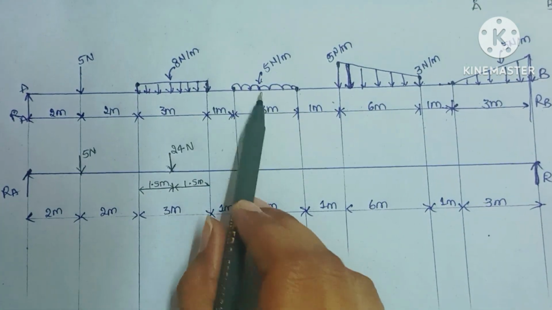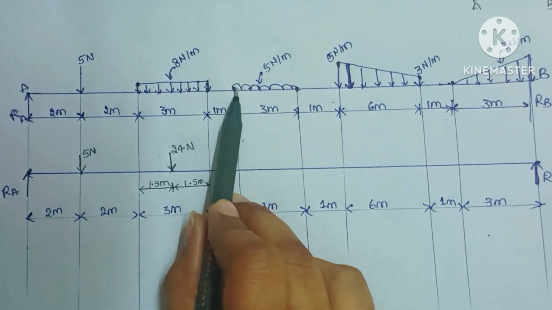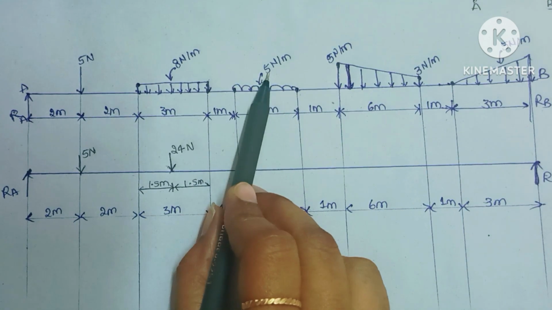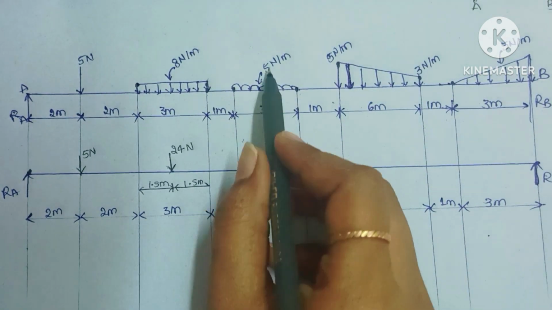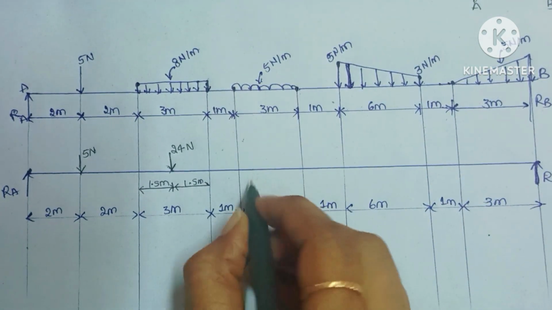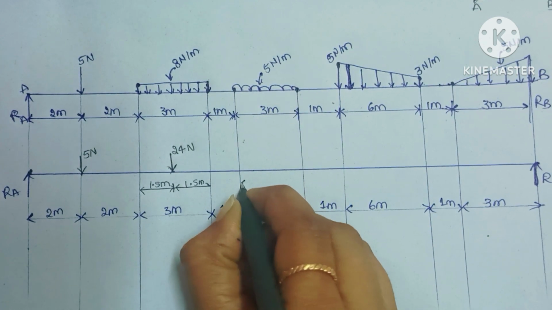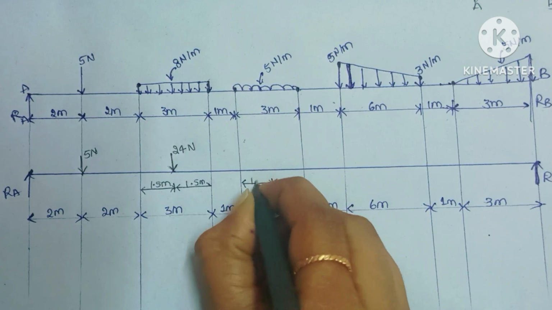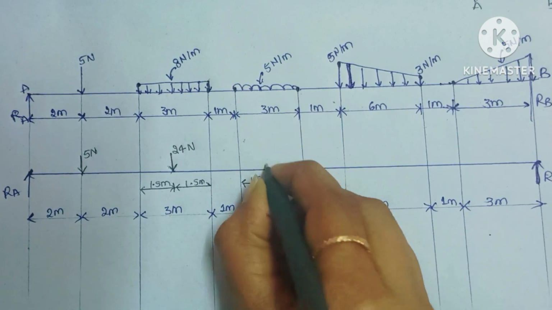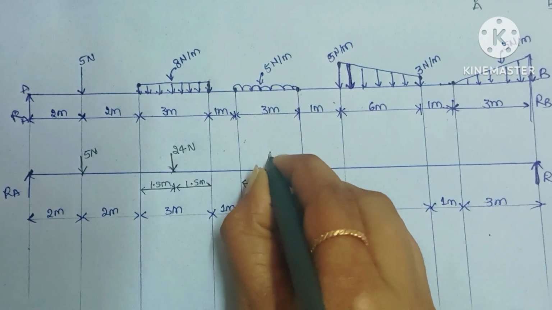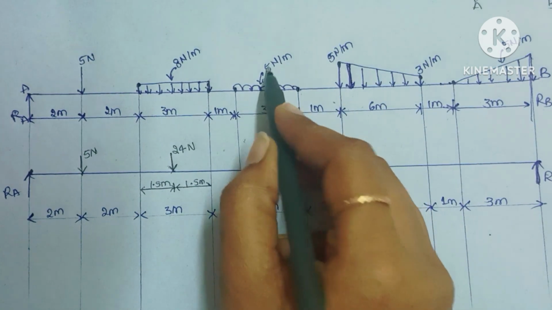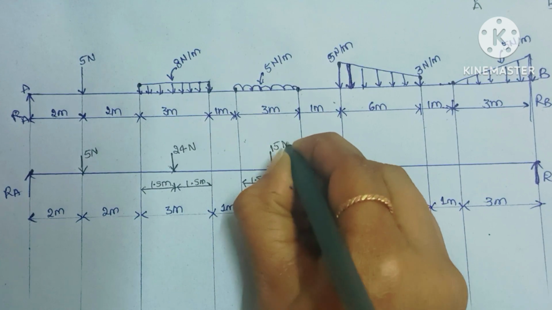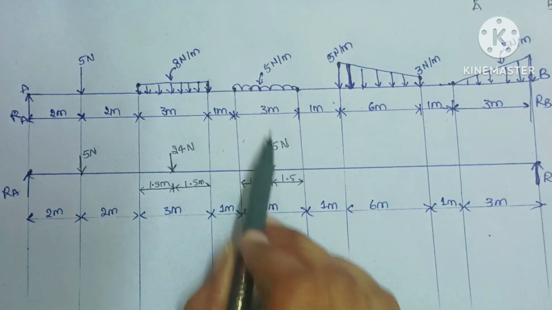Okay, so here they are given in this 3 meter span, the load is uniformly distributed. So the load is 5 newton per meter. This load will act at the center. Center means for 3 meter, 3 by 2, that is 1.5. At 1.5 the load is acting. What is the load? 5 into 3, that is 15 newtons. So 15 newtons load is acting.